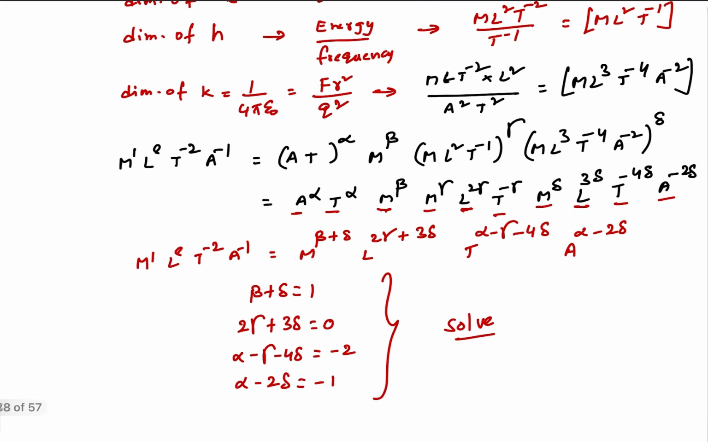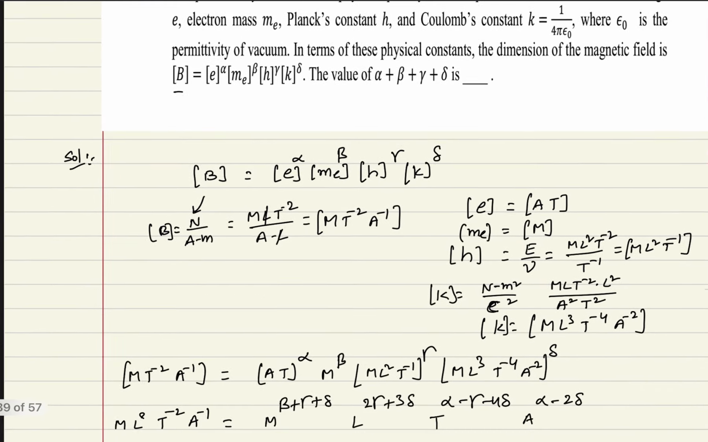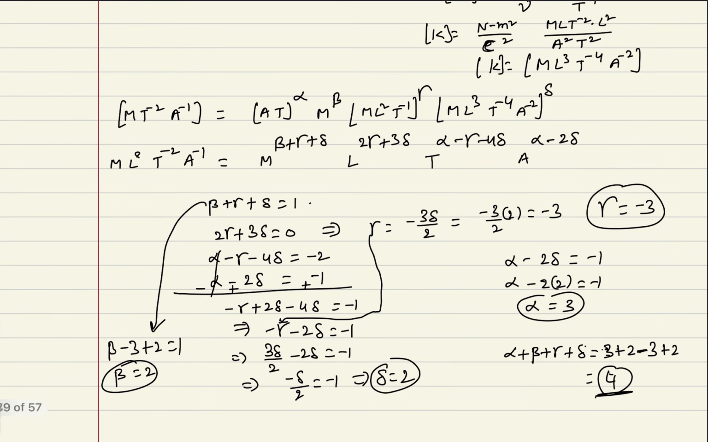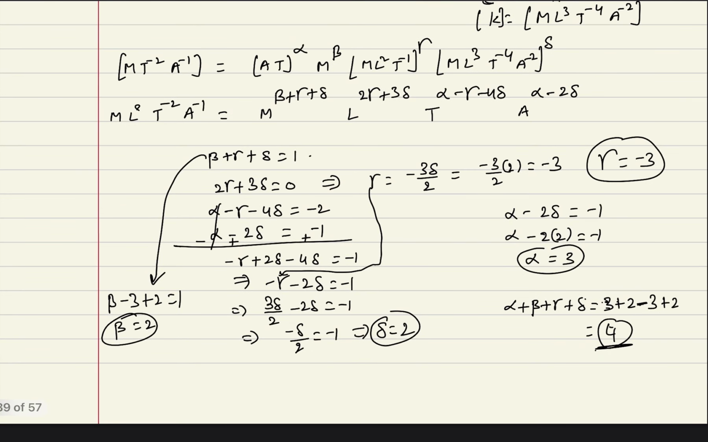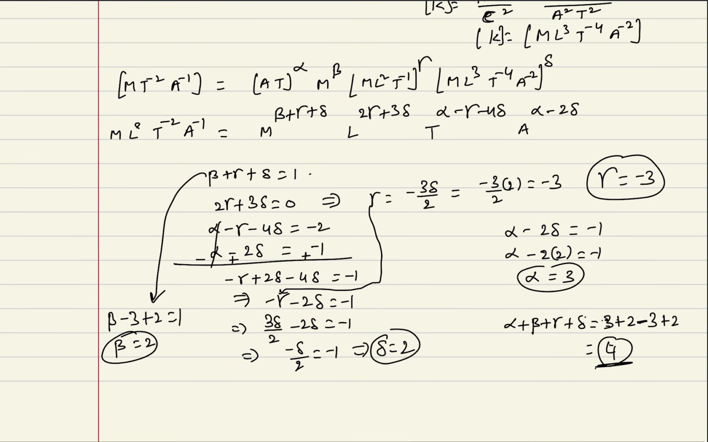Everyone knows how to solve this. You can try this one. Finally, you will get one expression. If you want, you can see I have already derived this. After deriving all these relations, minus 2, minus 1, you can see beta plus delta is equal to 1. All these values, I got the value like this.